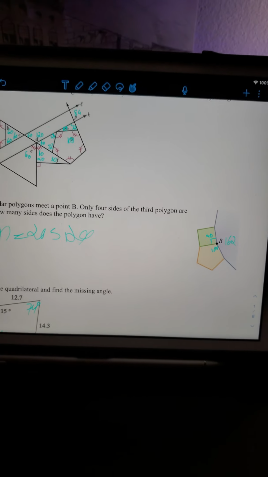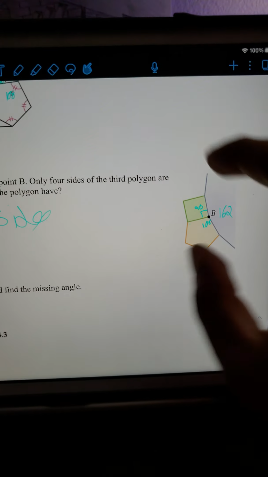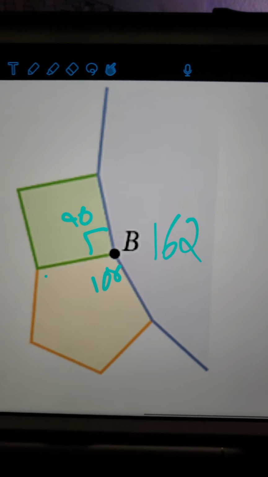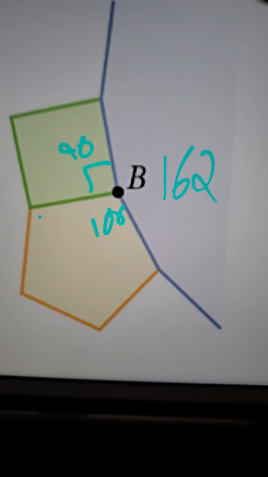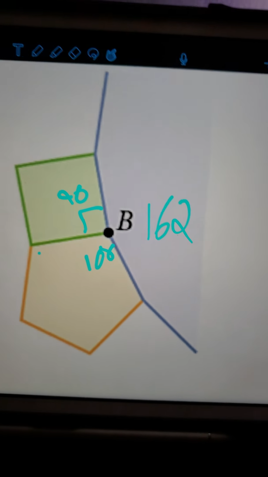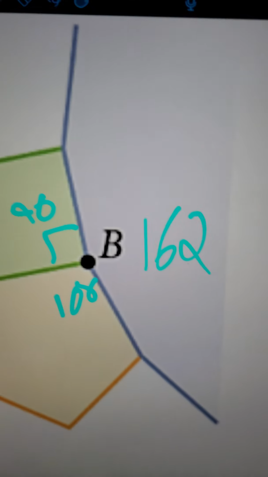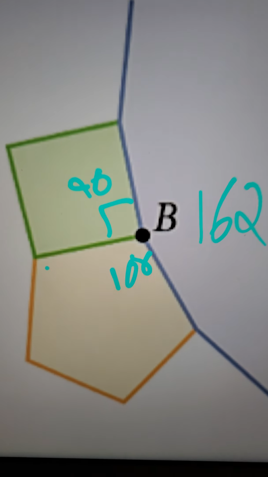This is how to do quick problems, and this is the first problem we have. Well, they want to know how many sides does this shape have. Well, we don't know how many, so we start out with the things we know.